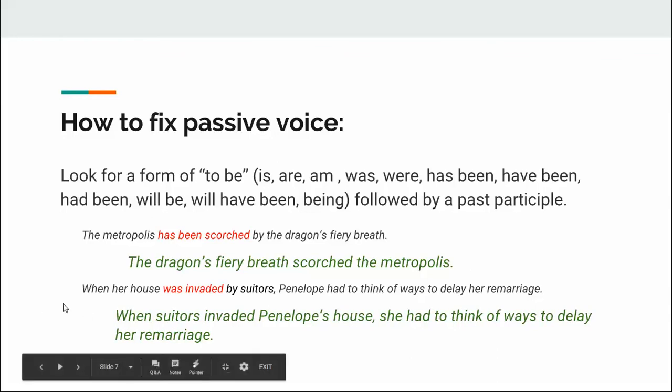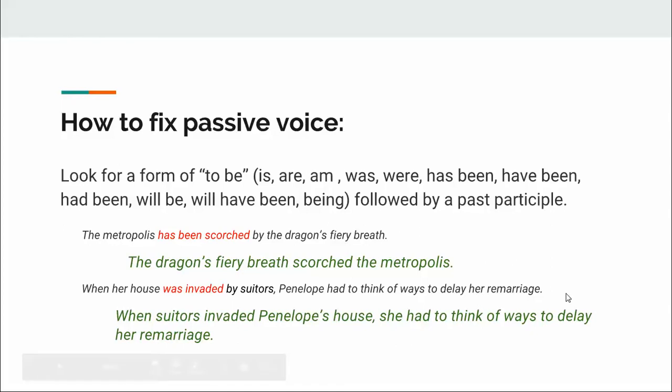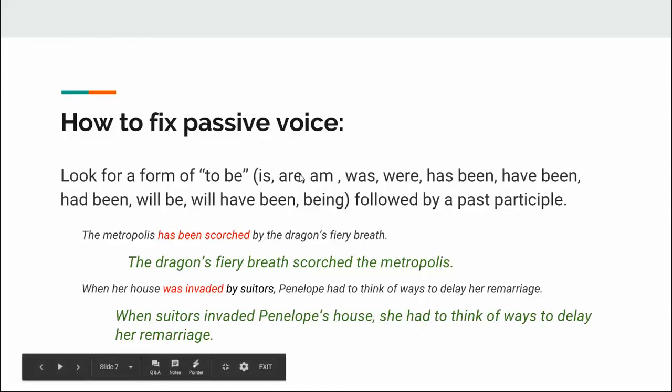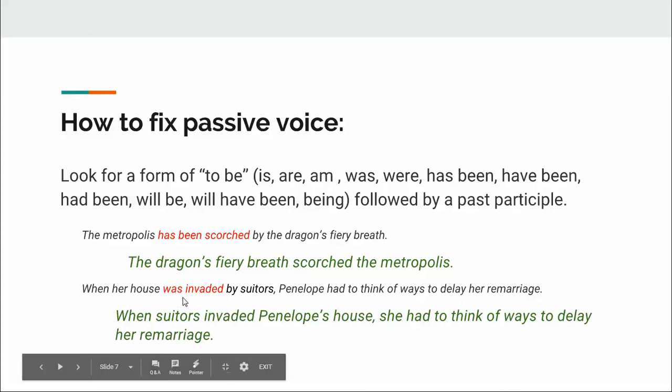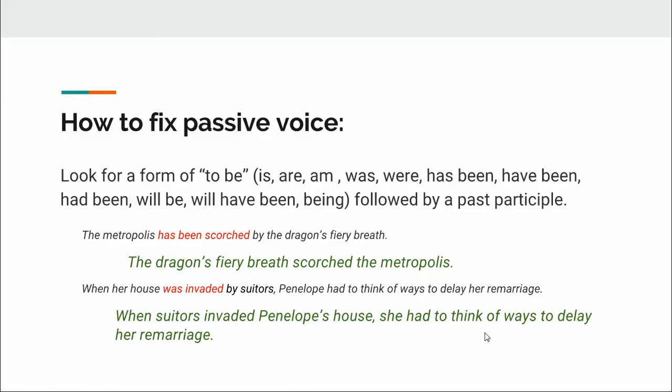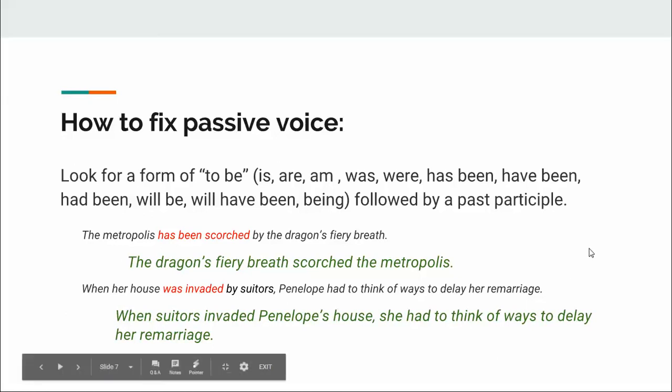Down here, when her house was invaded by suitors, Penelope had to think of ways to delay her remarriage. So again, was invaded. Here's the word was. We know that's on our list to look out for, and invaded is a past participle. Can we eliminate that? Can we move suitors to the beginning and make this natural sentence order? When suitors invaded Penelope's house, she had to think of ways to delay her remarriage. That's what we're aiming for when we're trying to write in this kind of academic and formal tone.